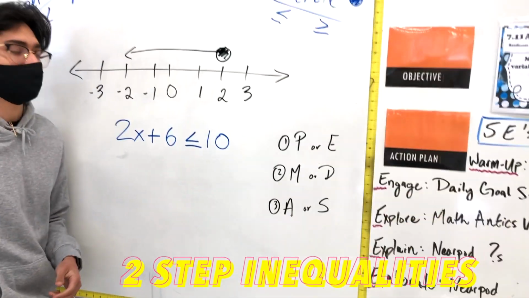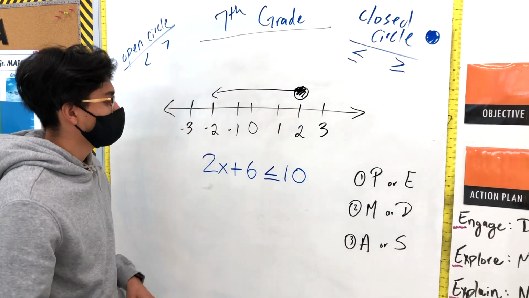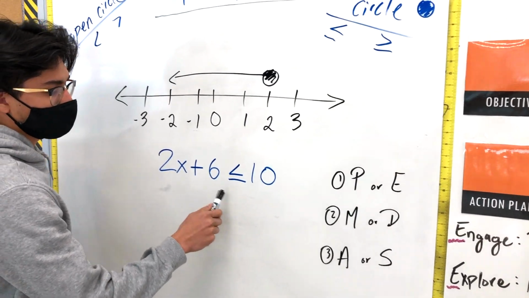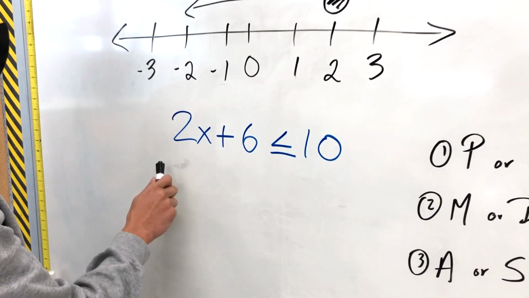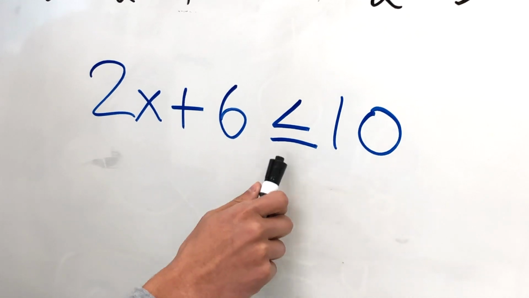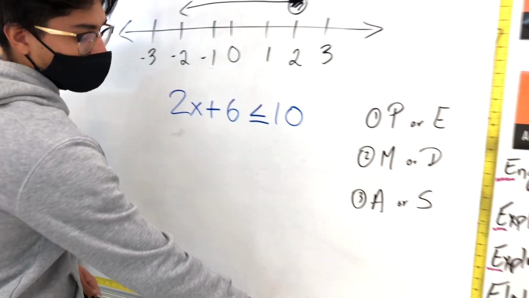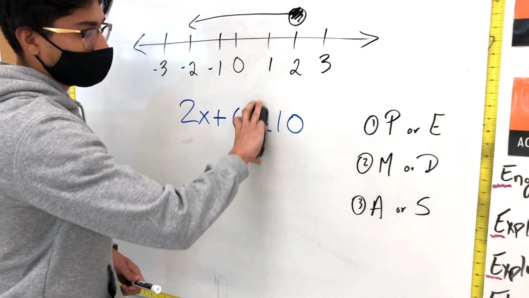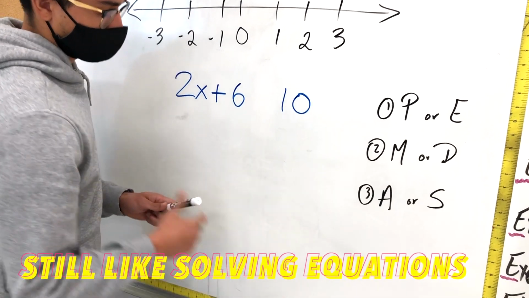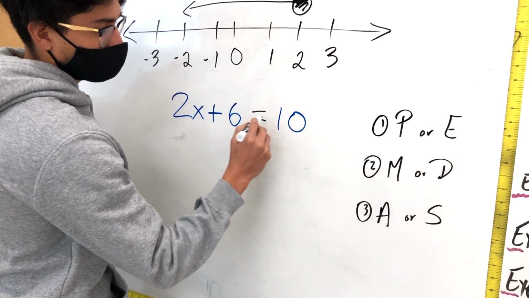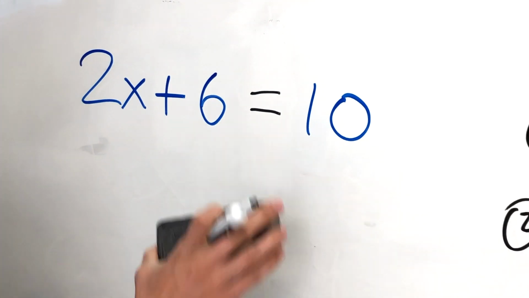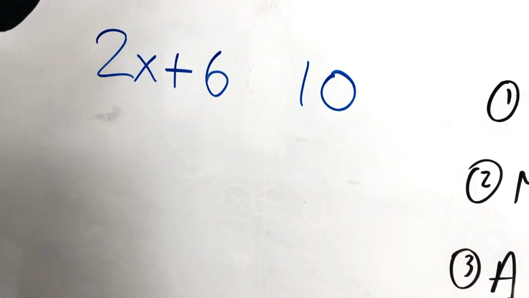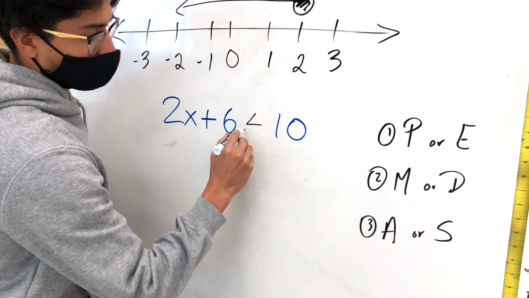Two-step inequalities, that is. So, we all know this, it looks pretty simple, but wait, what's this? It's an inequality sign. It looks like a regular equation, but just with an inequality sign. So I want you to keep that in mind. It's still like solving an equality. So same as equations. Looks familiar, right? But now we're moving on to 7th grade stuff, and we're adding the inequality sign.